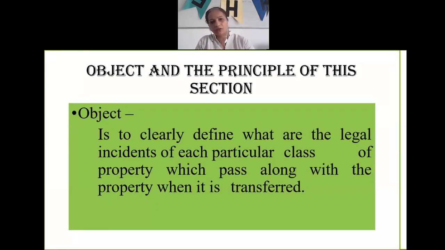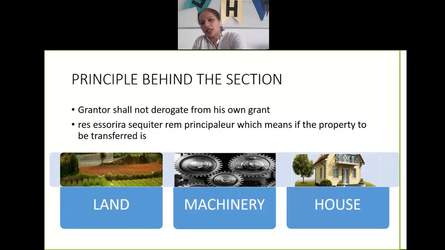But so far as the transfer of property is concerned, we have to limit our thinking only to immovable property, and hence we would be categorizing immovable property and the incidents relating to it in relation to this Section 8 itself. So it is to clearly define the legal incidents of each particular class of property which pass along with the property when it is transferred.